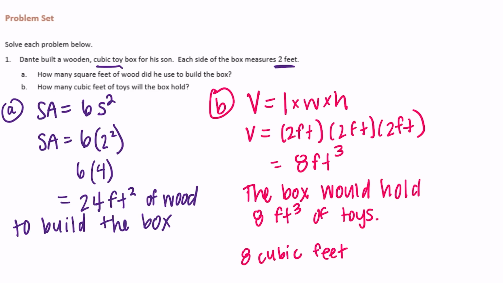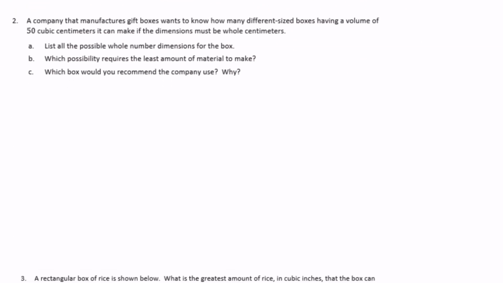Either one. All right, number 2, a company that manufactures gift boxes wants to know how many different sized boxes having a volume of 50 cubic centimeters it can make if the dimensions must be whole centimeters. A, list the possible whole number dimensions for the box. So we're listing the possible dimensions of volume, so length times width times height, that would get us 50.